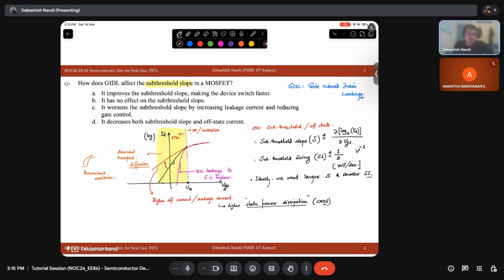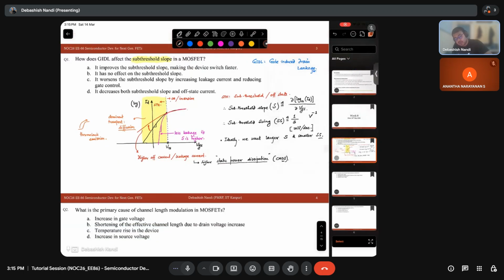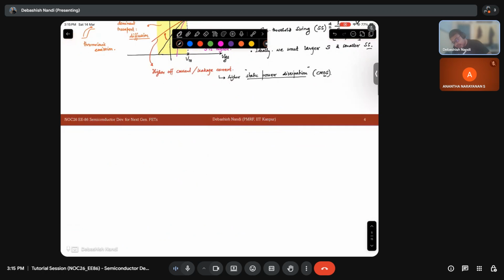So basically we are discussing gate induced drain leakage. GIDL is one of such leakage currents, okay? First let me show you the trace of GIDL, how it shows up. That means from the terminal characteristics of MOSFETs, how will you know that there is a signature of GIDL?